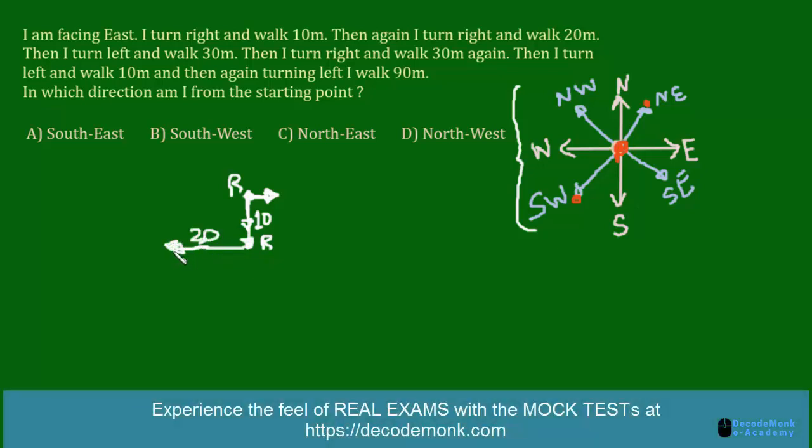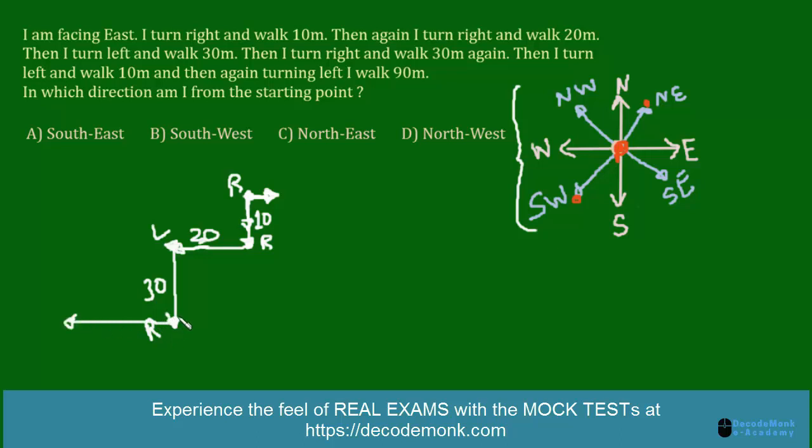Then it says then I turn left. So if I am facing this particular direction, then if I turn left, then definitely I will be turning in this direction, and it says and I walk 30 meter. So this is 30. So I stop over here after walking for 30 meters. Here it has turned left. Now it says then I turn right and walk 30 meters again. So 30 meters from here towards right will be in this direction.